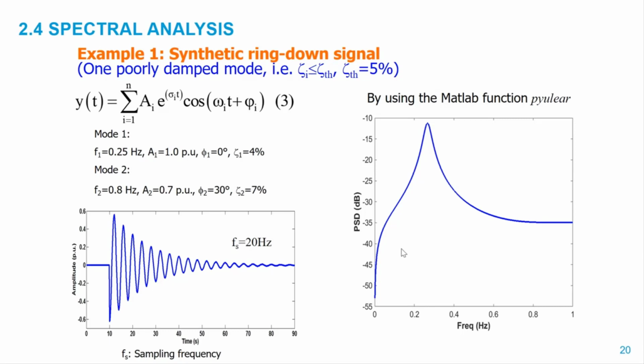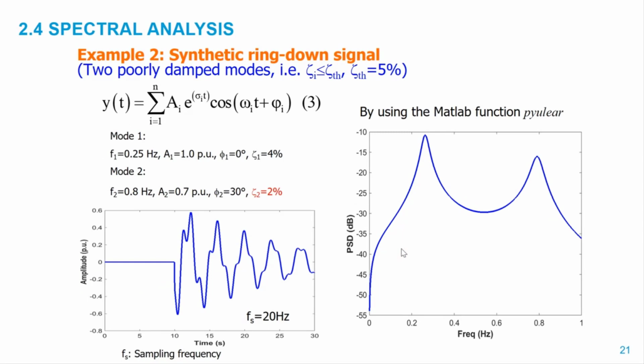So for the selected frequency range, we see that there is clearly a salient spike around 0.25 Hz, which is indeed our poorly damped mode that we created by proposing our synthetic ring down signal. You should see something like that to see dominant oscillations when using the Yule-Walker method.